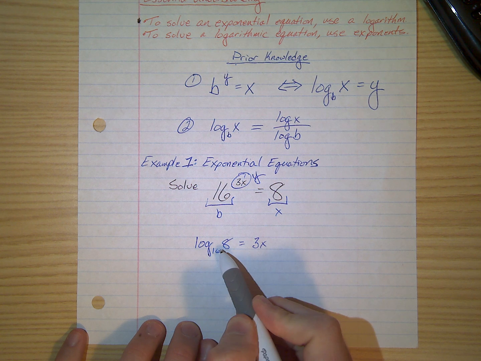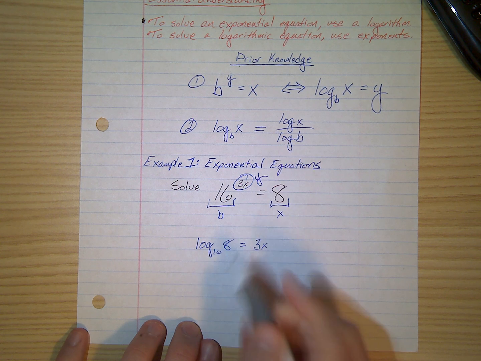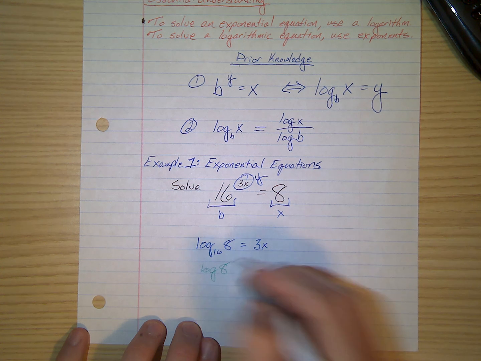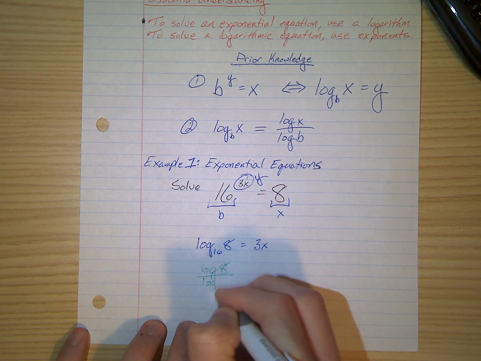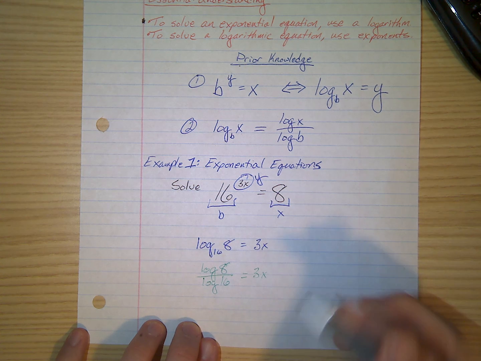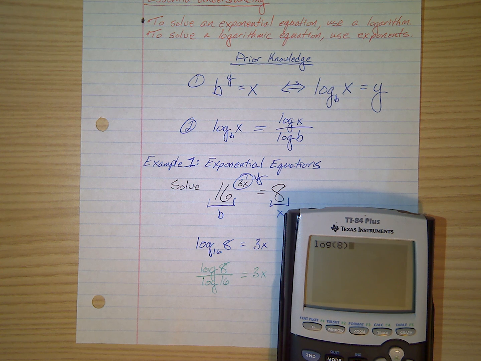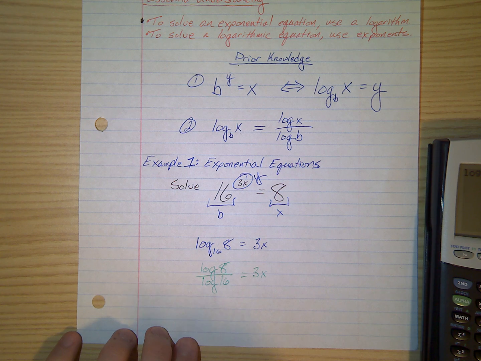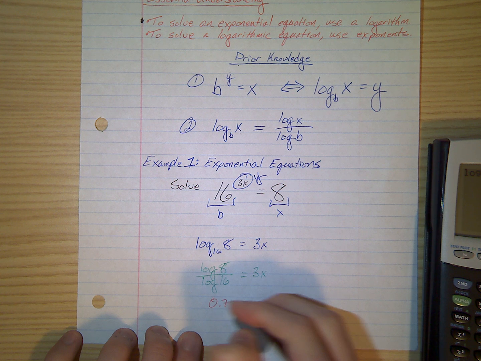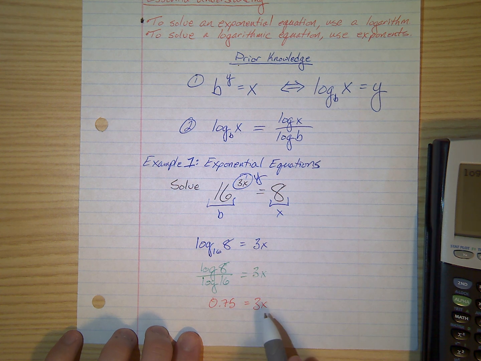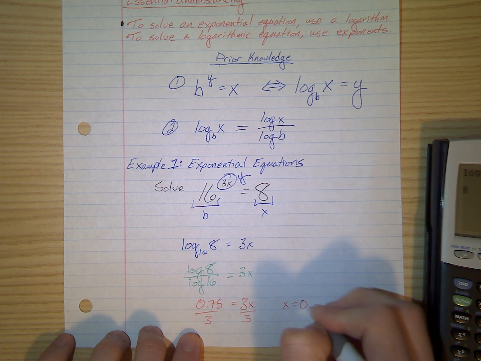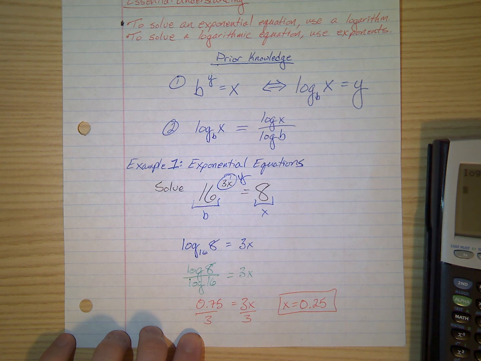As we see here, we need to use the change of base formula we talked about. So we have the log of 8 divided by the log of 16, and that still equals 3x. We use our calculator here: the common log of 8, closing our parentheses, divided by the common log of 16 is equal to 0.75. So we rewrite this now: 0.75 is equal to 3x. All we have to do to get x by itself is divide by 3. 0.75 divided by 3 is 0.5. So that's how we solve a basic exponential equation.